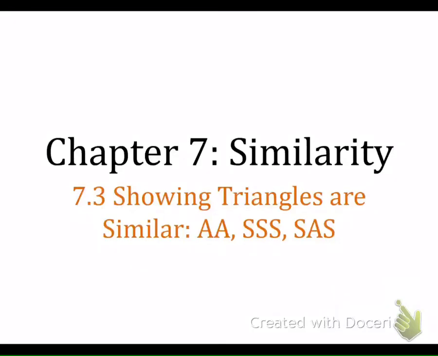So when we did congruent triangles, we talked about 5 different ways to prove that triangles are congruent. Do you guys remember these? Yes. So like SSS, SAS, ASA, AAS, HL. Today we're going to do a similar sort of idea, but instead of showing that triangles are congruent, we're going to show that triangles are similar.